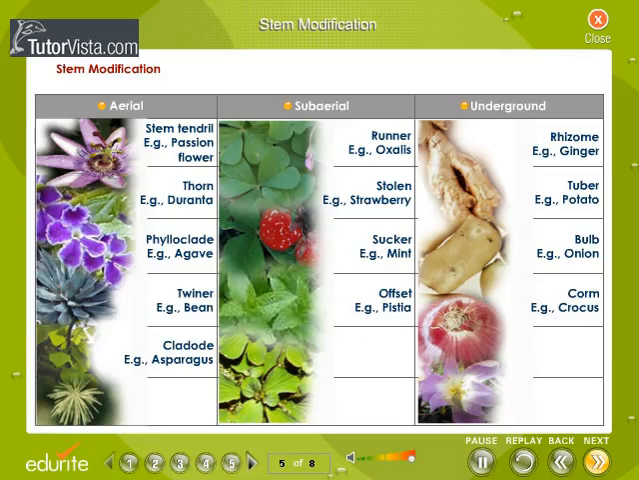Stem modification. The various types of stem modifications have been tabulated here. Stems may be modified for other functions into aerial, subaerial, and underground modifications.